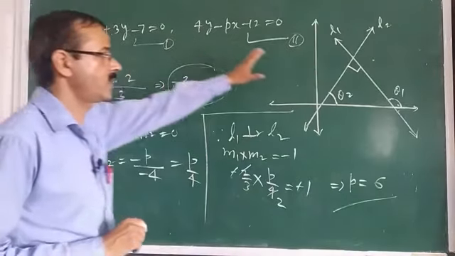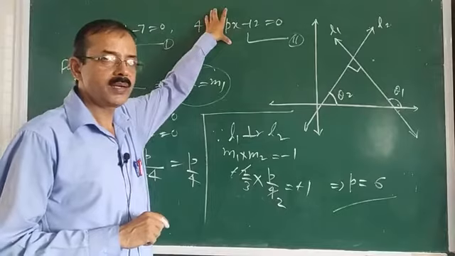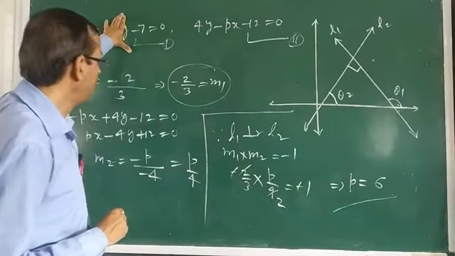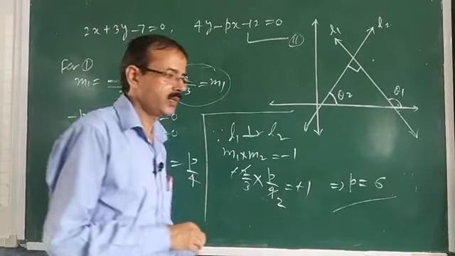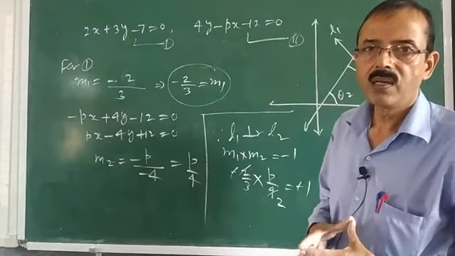That condition was both lines are perpendicular, these two lines given. So to find the value of the unknown p, first we find m1, find m2, then apply the condition. Okay, student, these were the basic things about two lines being parallel and two lines being perpendicular.